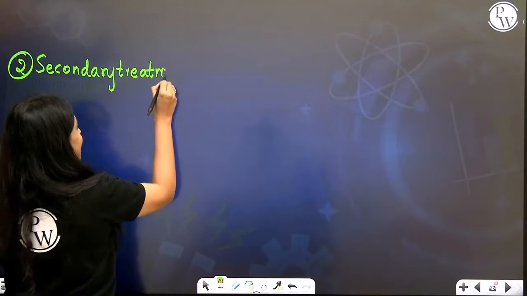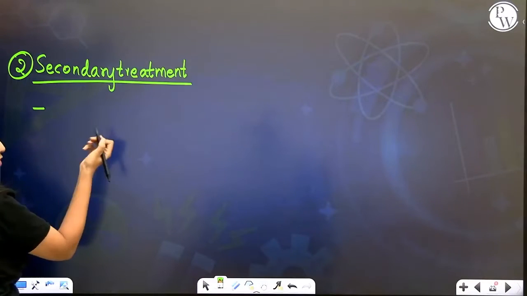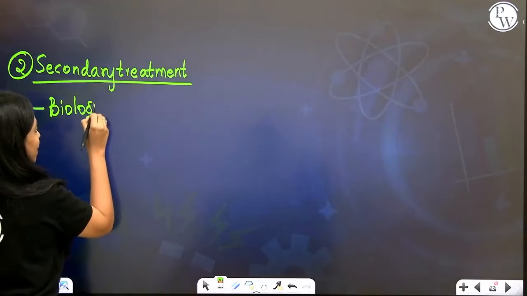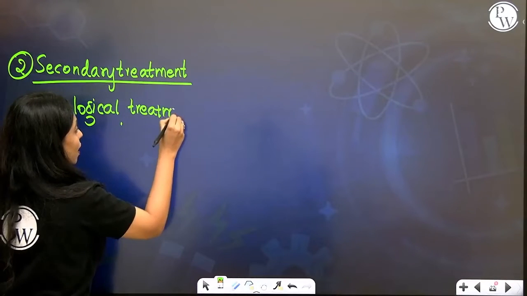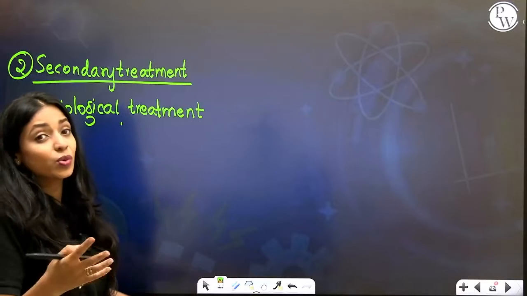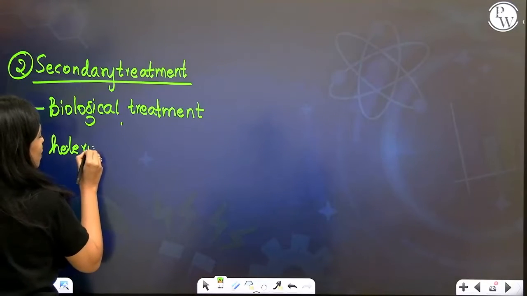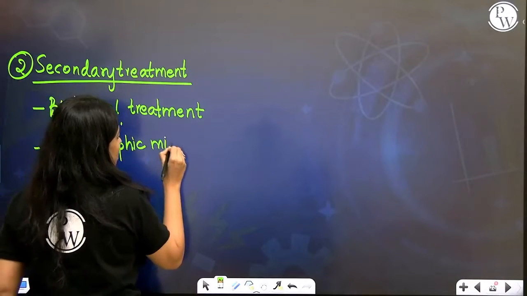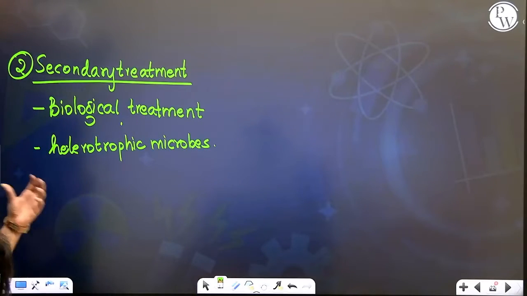It is in the secondary treatment that microbes are used, and over here we call it biological treatment. You do not add any extra microorganisms over here. Sewage naturally contains a lot of heterotrophic microbes. So those heterotrophic microbes will help in reducing the polluting potential of sewage.